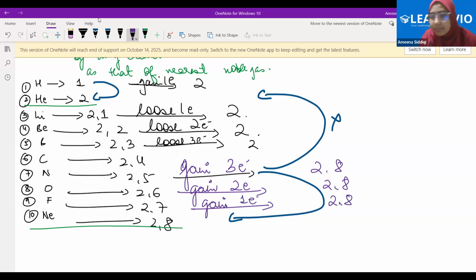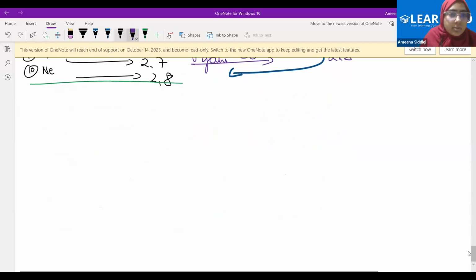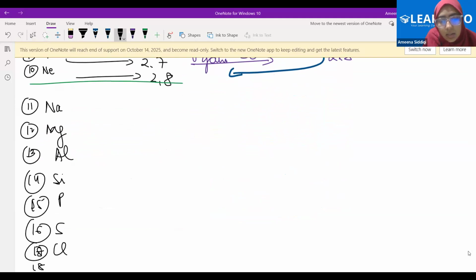Is this understood to everyone? Yes. Fluorine. Okay. Chlorine will also gain 1 electron. Now let's come to the next part. See, the next one, what is the 11th one? Sodium. 12th is magnesium. 13th, aluminium. 14th, silicon. 15th, phosphorus. 16th, sulfur. 17th, chlorine. 18th, argon. Okay, let's do these 8 now.